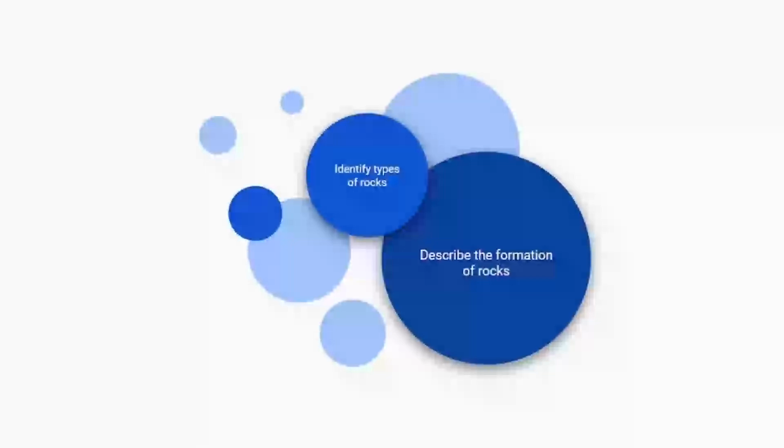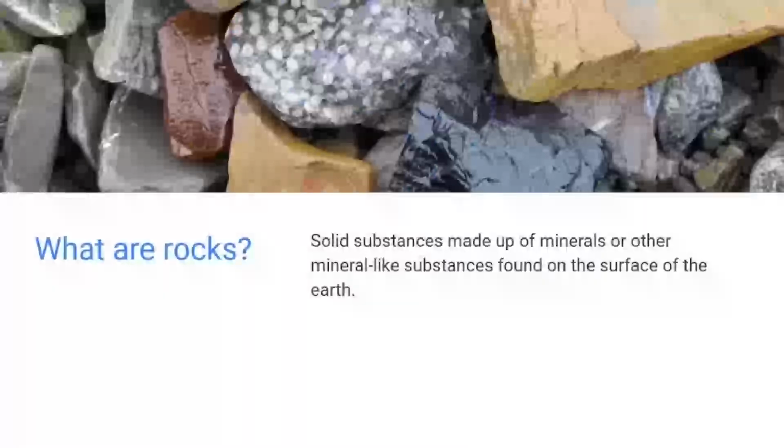in the soil. So, where do these stones come from? They are obtained from rocks. These rocks are found everywhere on the earth. So, what are these rocks? These rocks are the solid substances that are made up of minerals or mineral-like substances found on or in the earth, which may be in the form of solid.